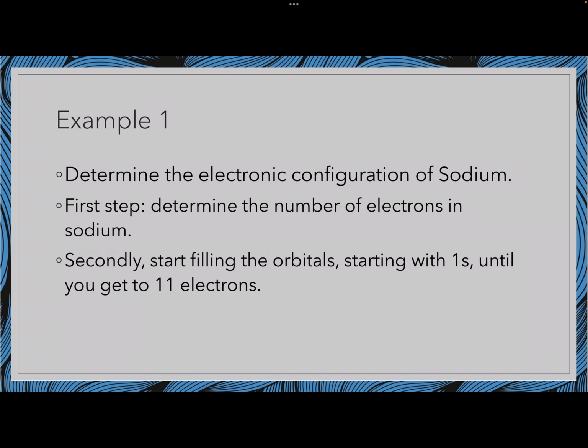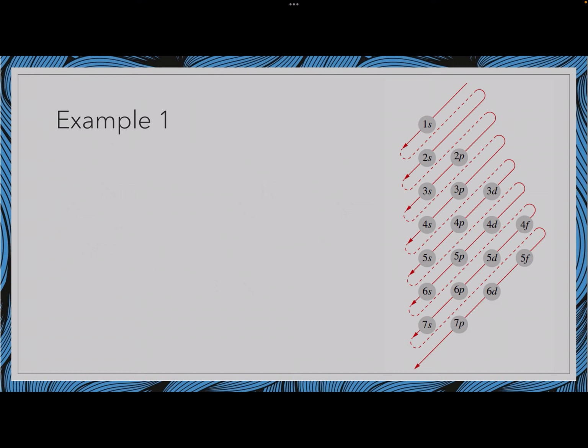Now, we start filling the orbitals, starting with 1s until we get to 11 electrons. So we use one of those two diagrams at the top of page 42 to help us fill them up until we get to 11 electrons. I've got it here. First things first, we start with the 1s orbital. 1s can hold a maximum of 2, so we're going to say that's 1s2. I'll just write it at the top here for you. The 1s orbital can hold 2, so we put the 2 in superscript.